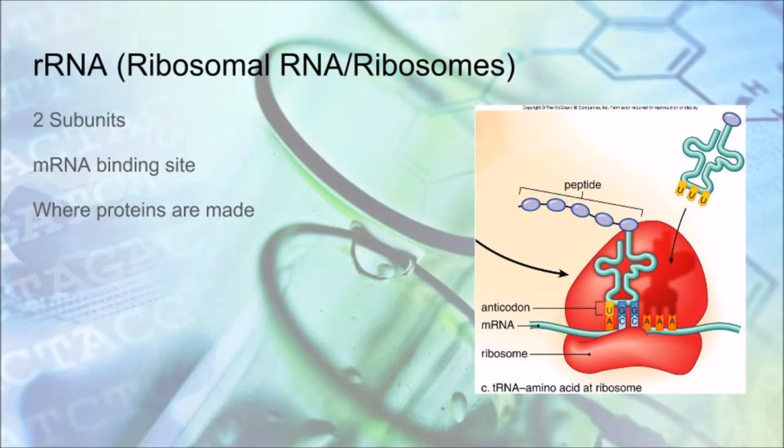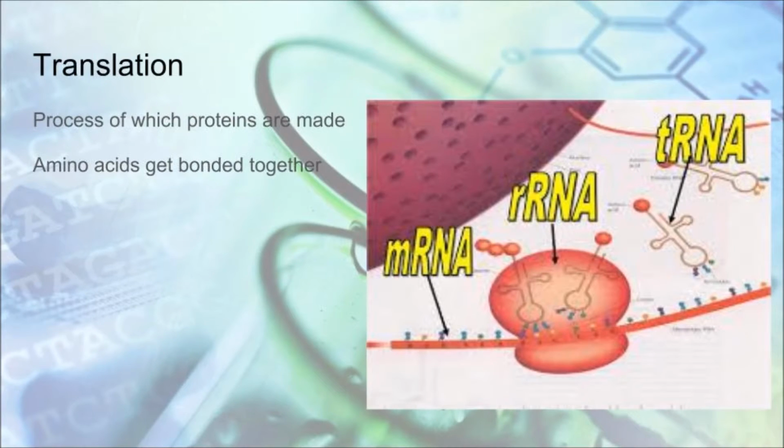An rRNA has 2 subunits. The most important thing about rRNA is the mRNA binding site. That is where proteins are made. mRNA is read there, and the tRNA comes and brings the amino acids in a certain code that makes up a protein. The process of which proteins are made is called translation, which this picture depicts better than I could explain it.